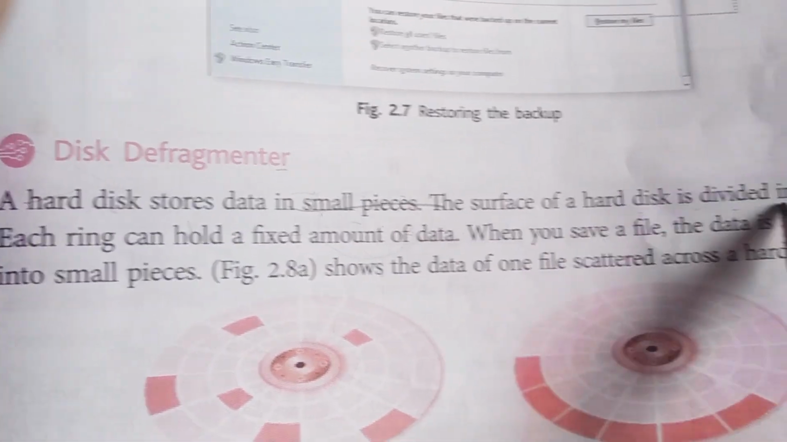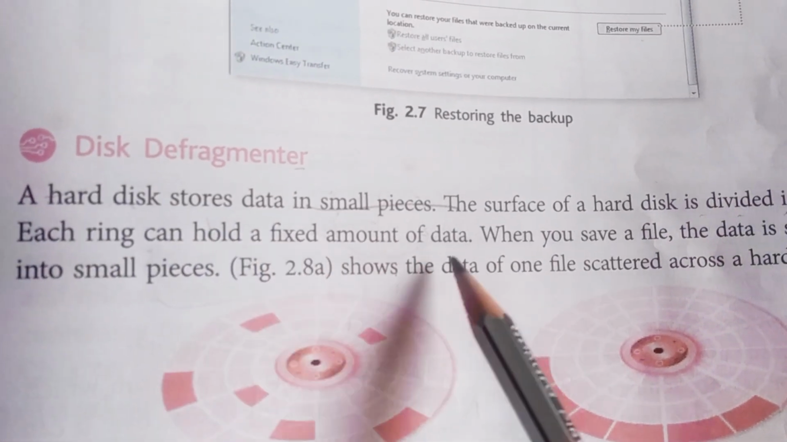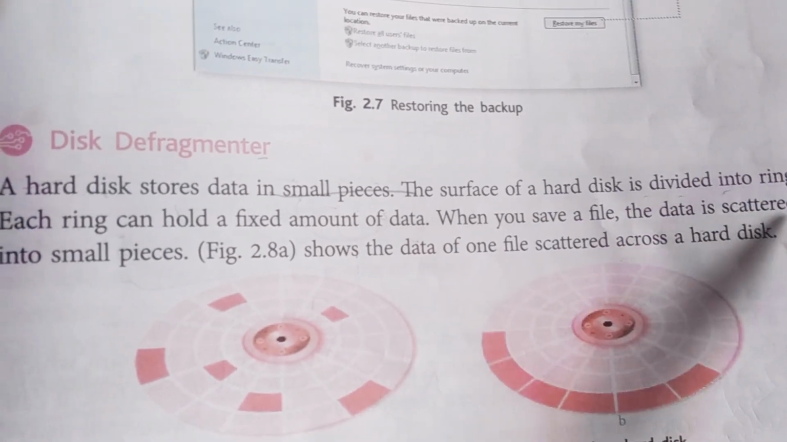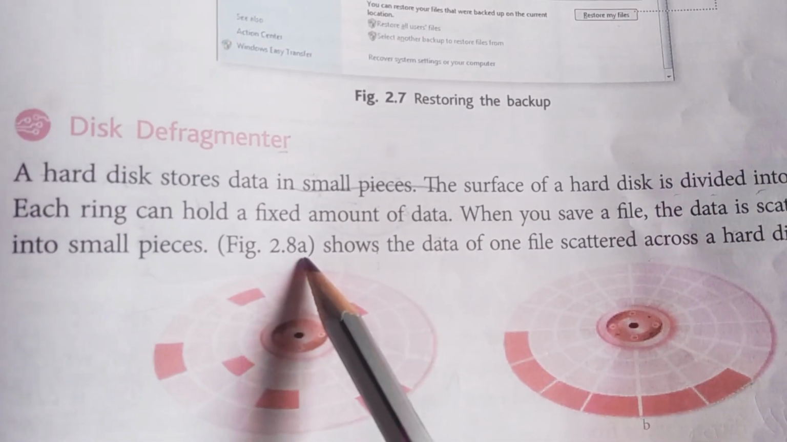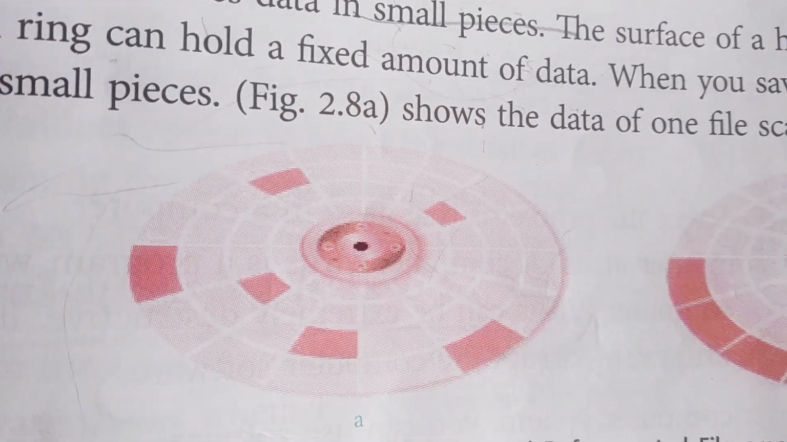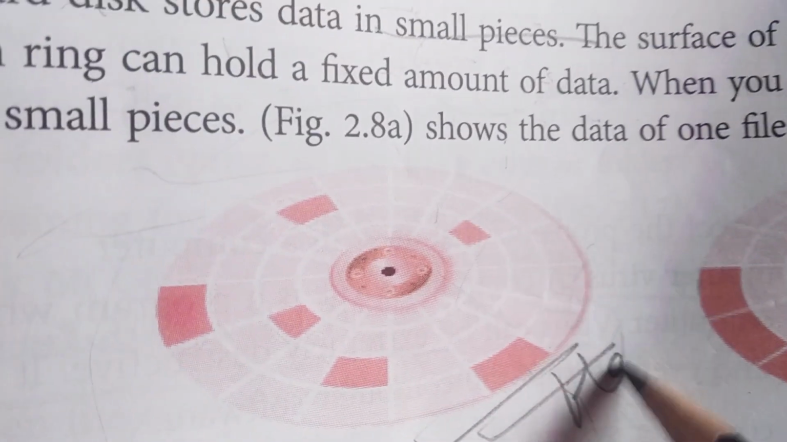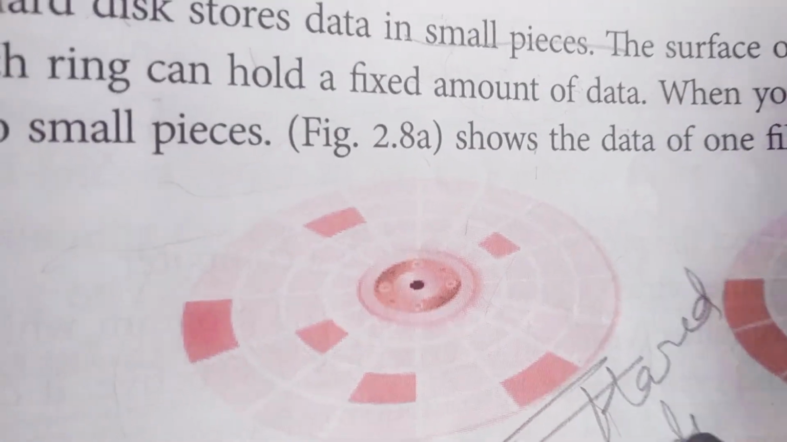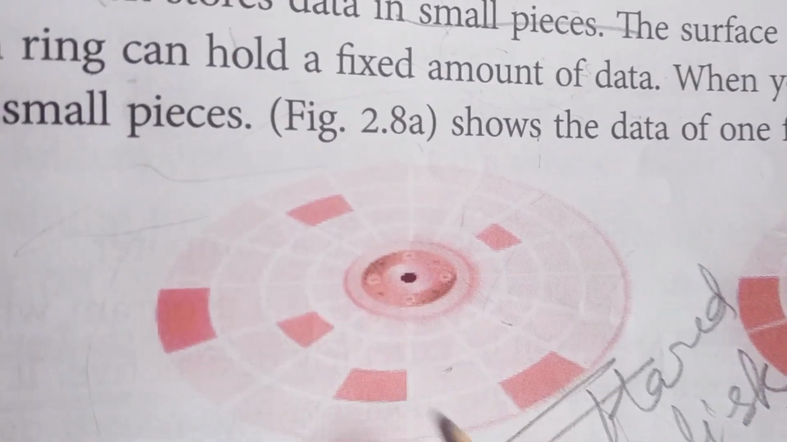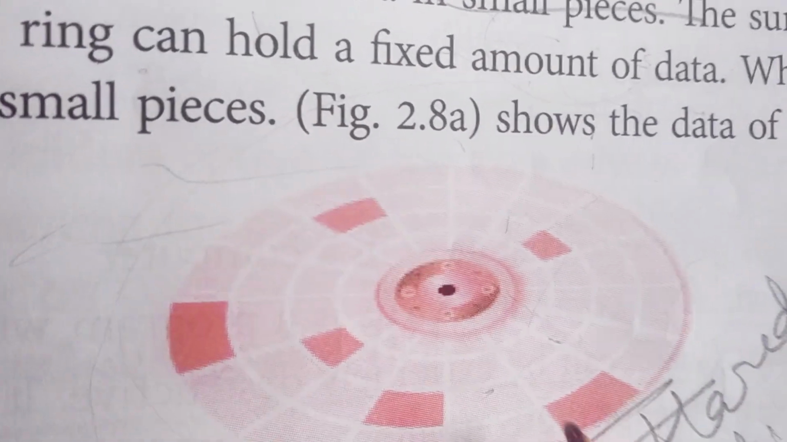The surface of the hard disk is divided into rings, and each ring can hold a fixed amount of data. When you save a file, the data is scattered into small pieces. See, in this figure, this is your hard disk. And when you save any file, it is saved like this in the hard disk.